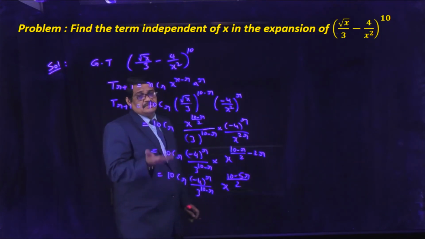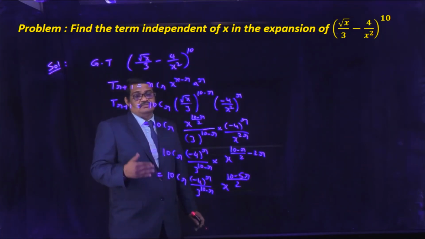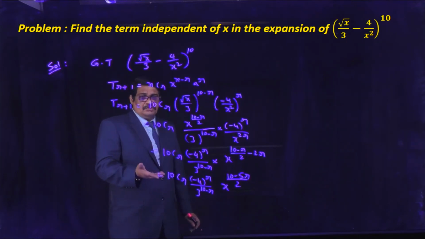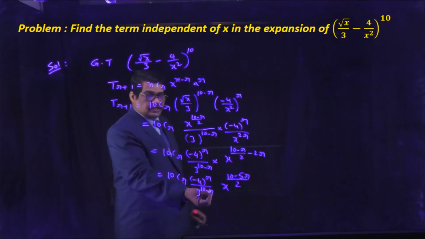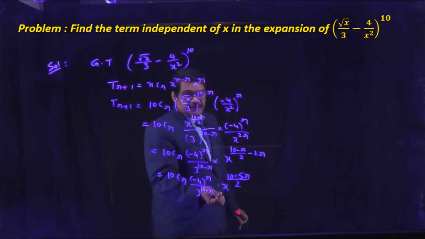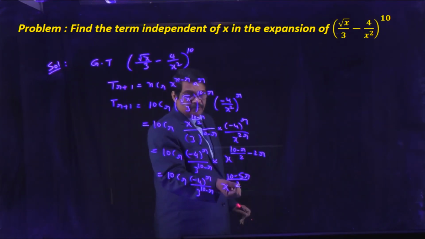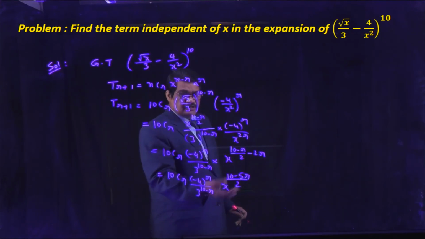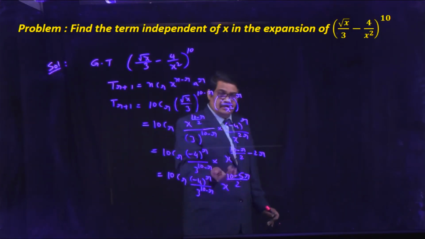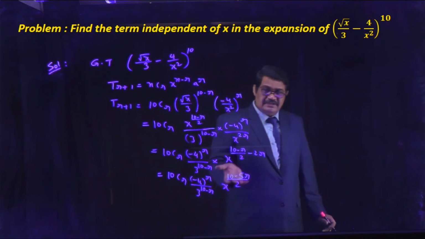Now this is the general term. We have to find the term in which there is no x term, that is the term independent of x. For eliminating x, the power must become 0, since x to the power 0 is 1. So for the term independent of x, we equate the power of x to 0.